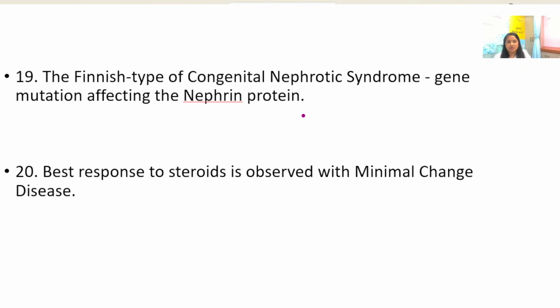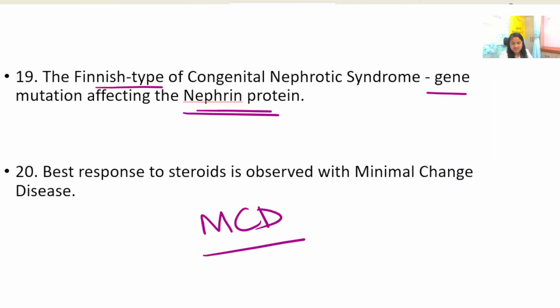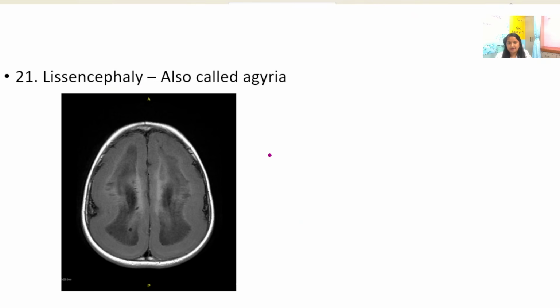In the Finnish type of congenital nephrotic syndrome, there is a gene mutation affecting the nephrin protein. Best response to steroids is observed in minimal change disease nephrotic syndrome.